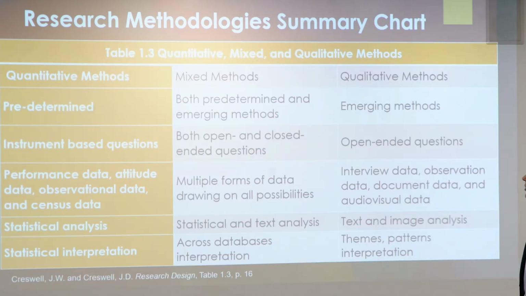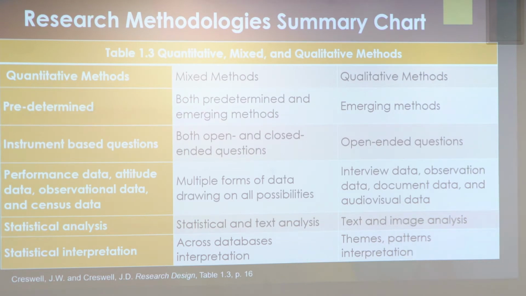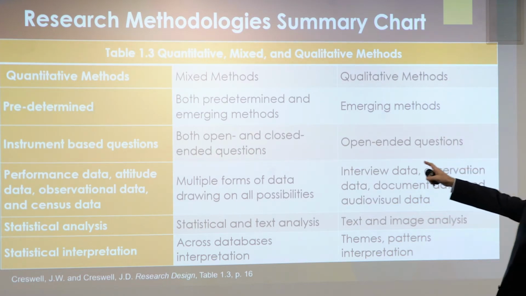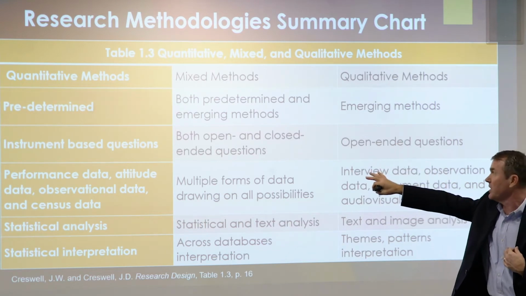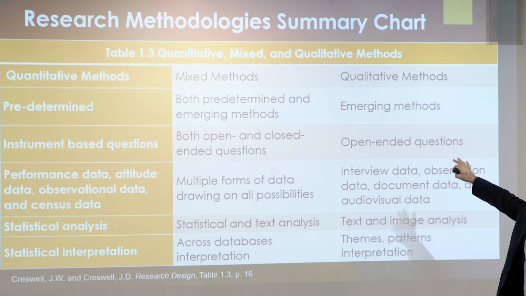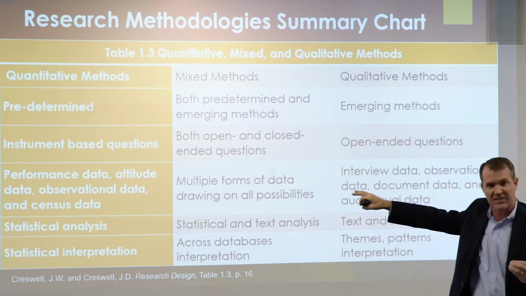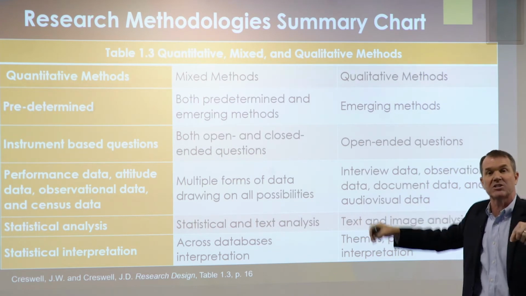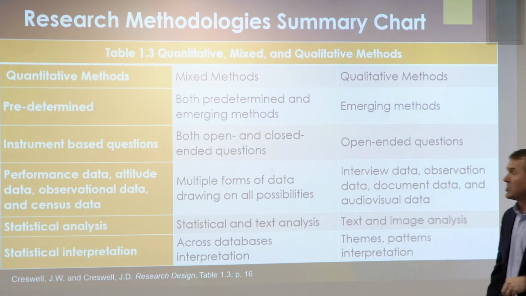As we continue, we can see here that qualitative, mixed, and quantitative methods also differ in the way the method is set up. For example, quantitative, which is the yellow because that's what we're focused on, is predetermined, whereas mixed has a little of each, but qualitative are emerging methods. So we're going with a predetermined method. It says it measures this. We're going to see if it measures this for this given sample size or this group or this location.